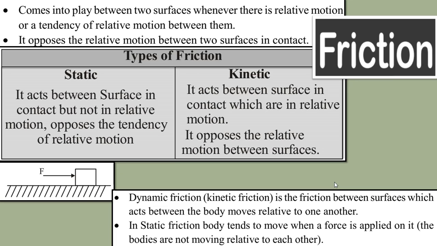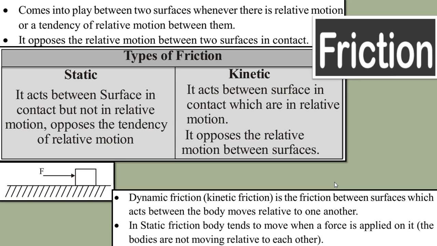Then friction. It comes into play between two surfaces whenever there is a relative motion or tendency of relative motion between them. It opposes the relative motion between two surfaces in contact. There are two types of friction: static friction and kinetic friction. Static friction acts between surfaces in contact but not in relative motion, and opposes the tendency of relative motion. Kinetic friction acts between surfaces in contact which are in relative motion, and opposes the relative motion between the surfaces.